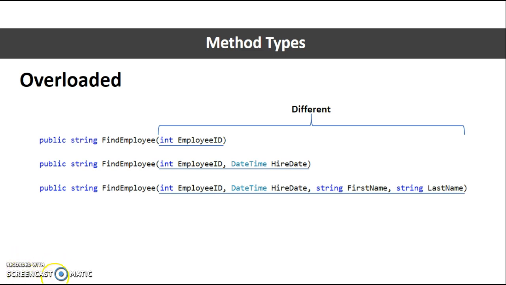So this still has to be different. If you're looking at something like, you can't have int employee ID and int employee some other number and it still be different. They have to be varied by their type, their variable name, and their type as well.